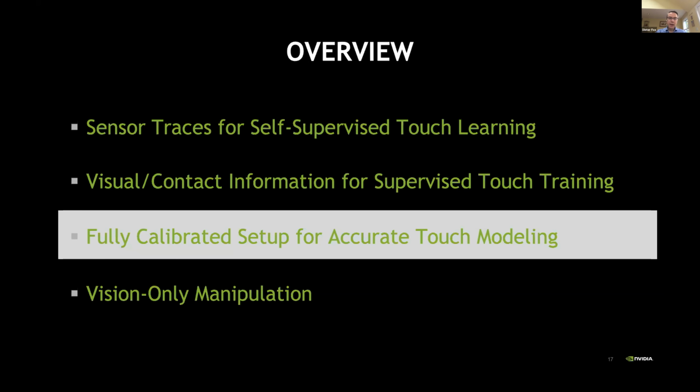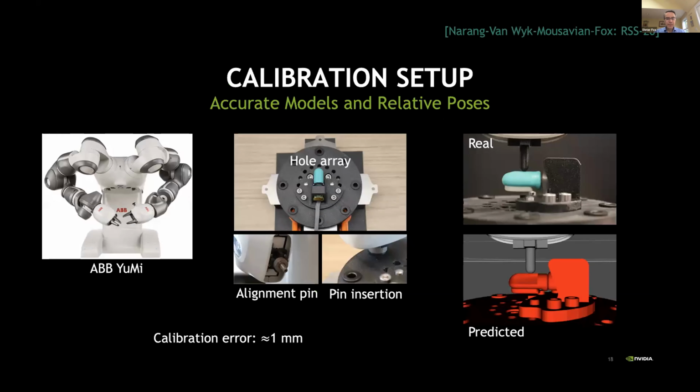Okay, and that gets us to a much stronger effort on the calibration side, in order to collect the data that we need for these more sophisticated models. So what we used was the following. We use an ABB YuMi robot, which is very precise in its repeatability at achieving certain points, configurations in the configuration space of the robot.